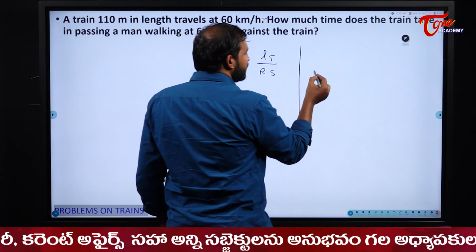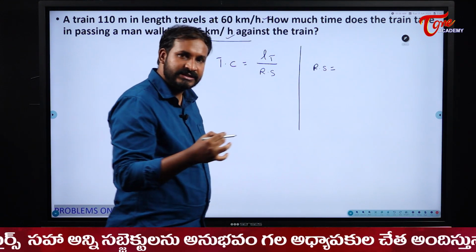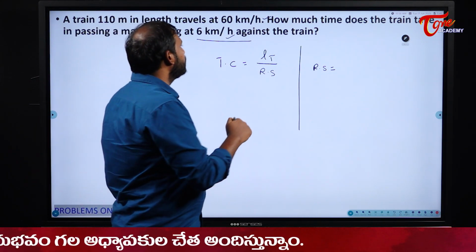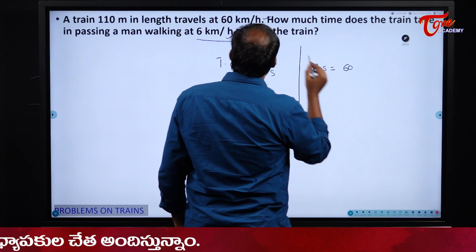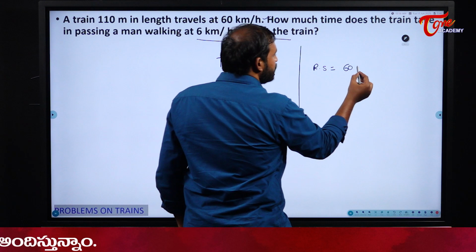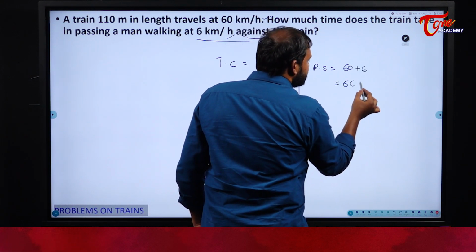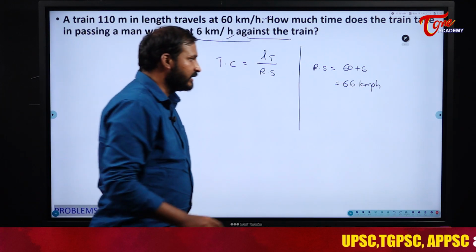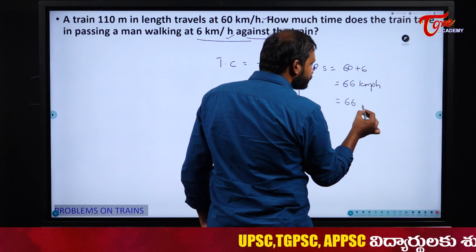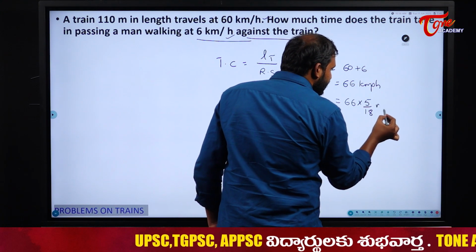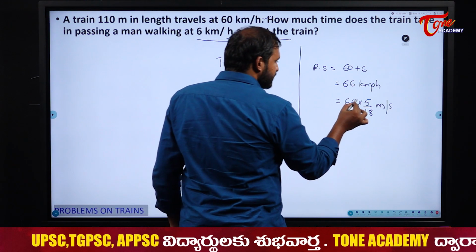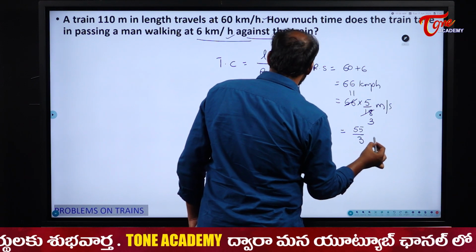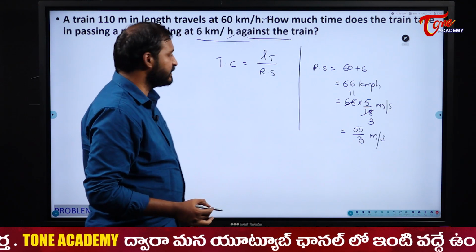So directly what you can do here is find out the relative speed in kmph and then convert it into meter per second. So instead of converting two values, just convert only one value. Relative speed here, they are moving in opposite direction, right? Against means opposite. So 60 plus 6, it will become what? 66 kmph. Now convert this 66 kmph into meter per second. 66 into 5 by 18 meters per second. So 6 11s are, 6 3s are. So this becomes 55 by 3 meters per second.